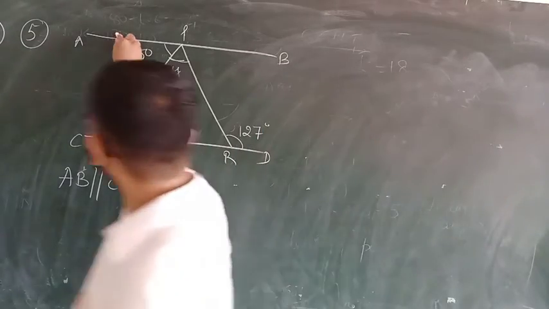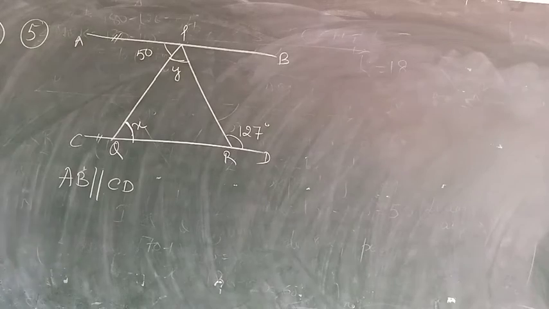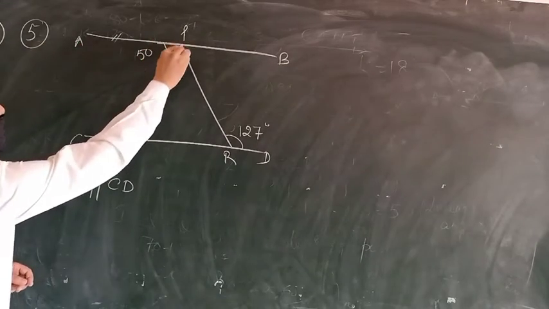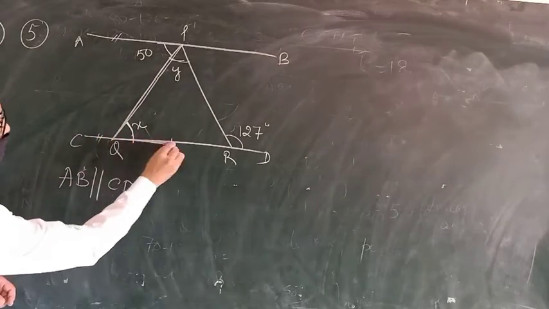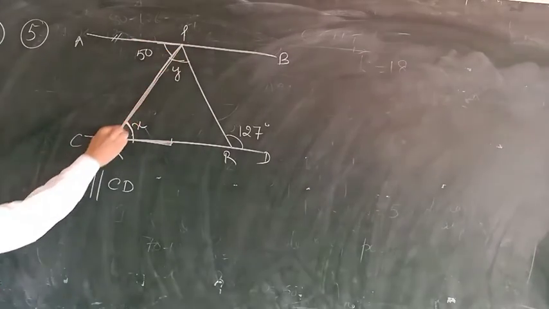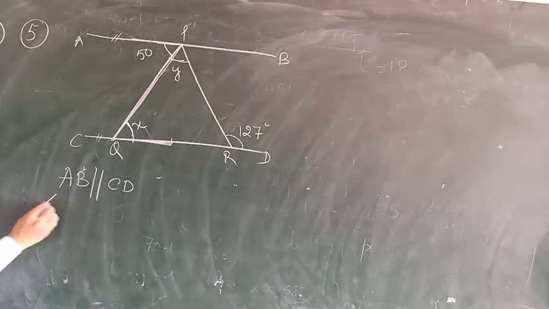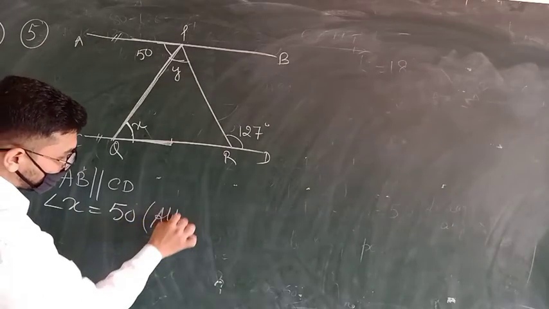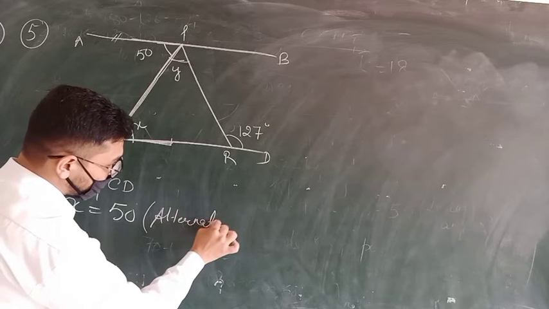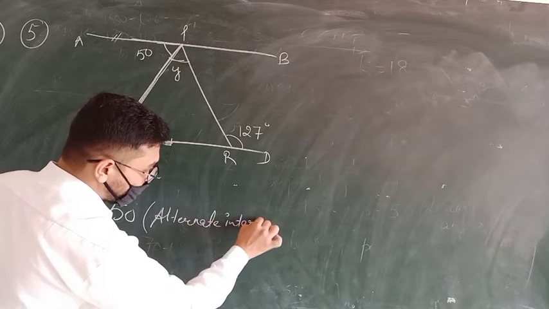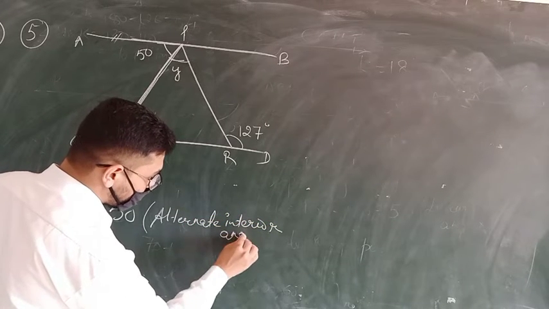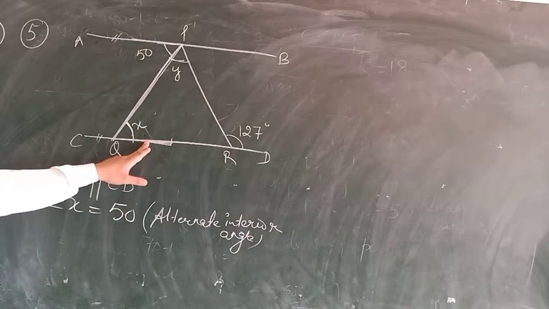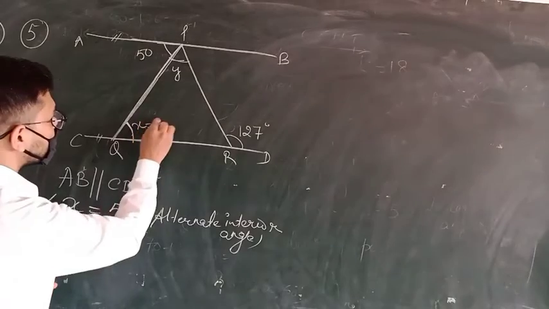How? These two lines are parallel to each other, right? So these angles are forming alternate interior angles. Do you agree with this? This is forming a Z, right? So angle X is equal to 50 degrees. You will write angle X is equal to 50 degrees. The reason is alternate interior angles. Any doubt? So the value of X is 50 degrees.